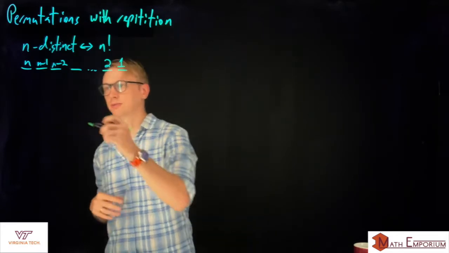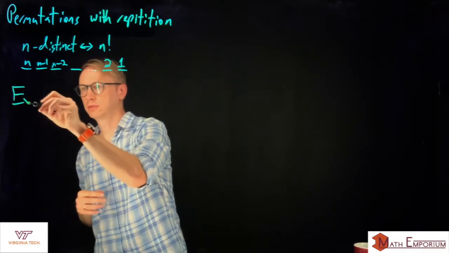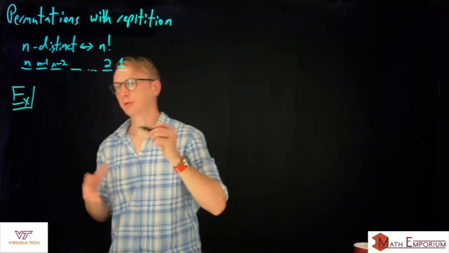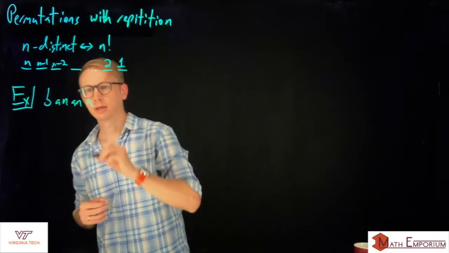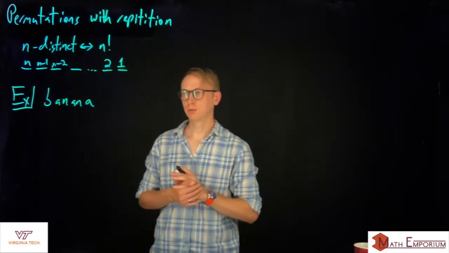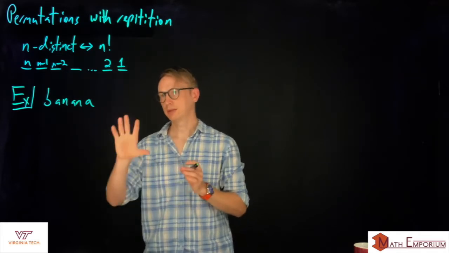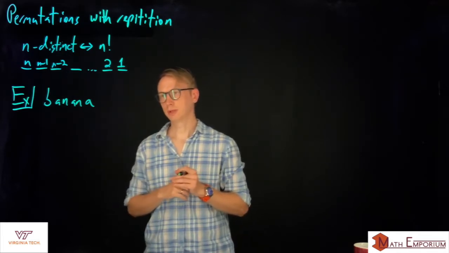All right, so for instance, what is an example of this? My favorite one to start with is the word banana. It has 2 N's, 3 A's, and 1 B. And we'd like to ask how many ways can we permute the letters in there.